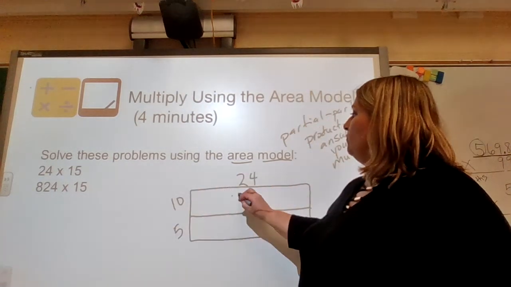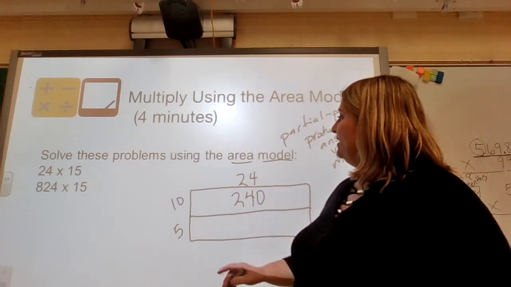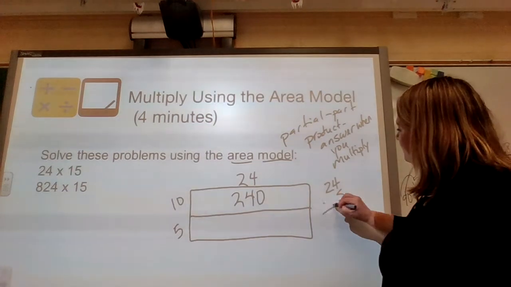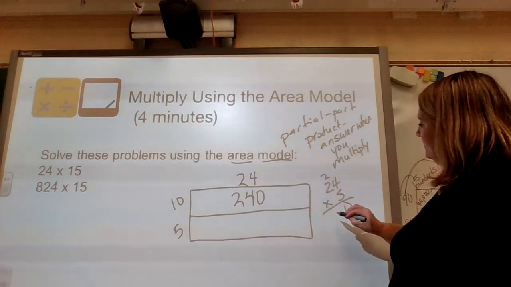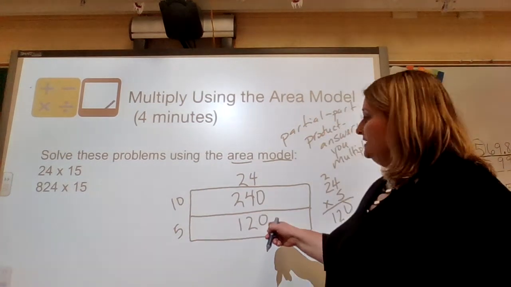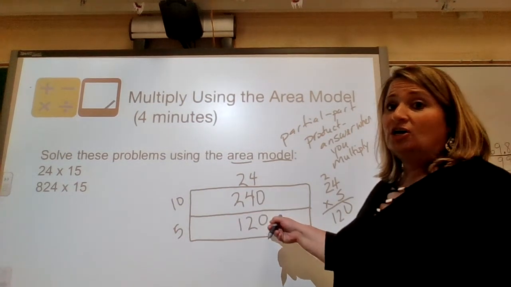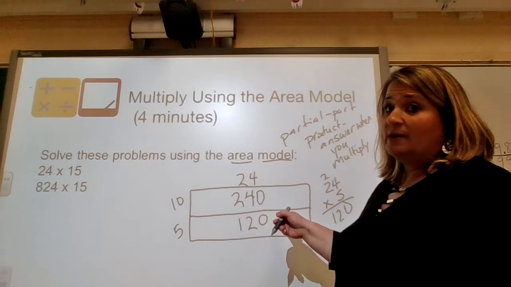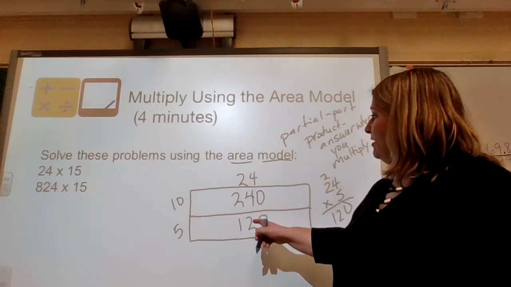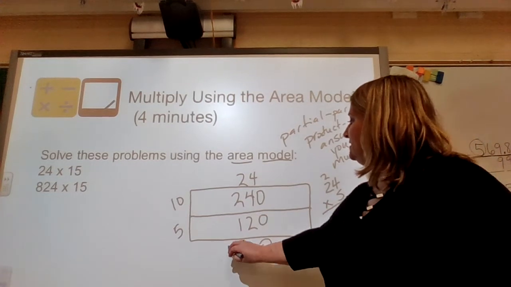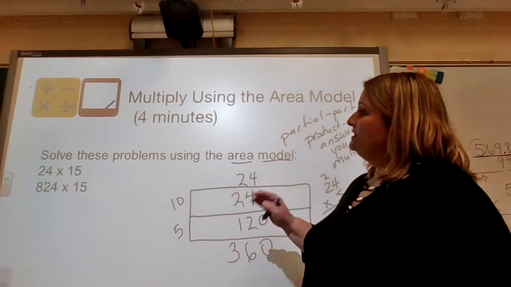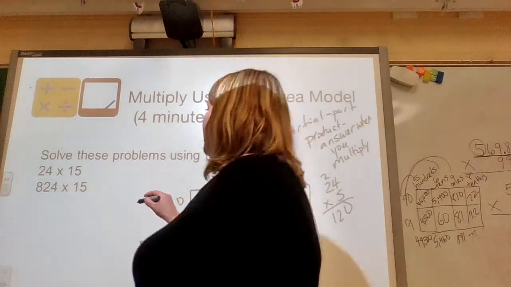10 times 24, that's going to be 240. And then 24 times 5, I'm going to do my math here at the side. And I have 120. When I add these or find the sum, remember sum is the answer when you add. We have to get used to that math terminology. We have 0 here. 4 plus 2 is 6. I have 360.